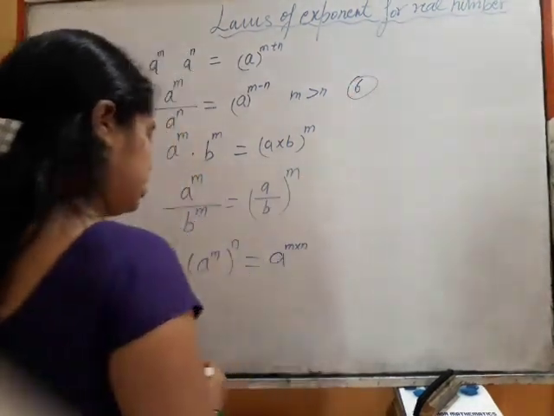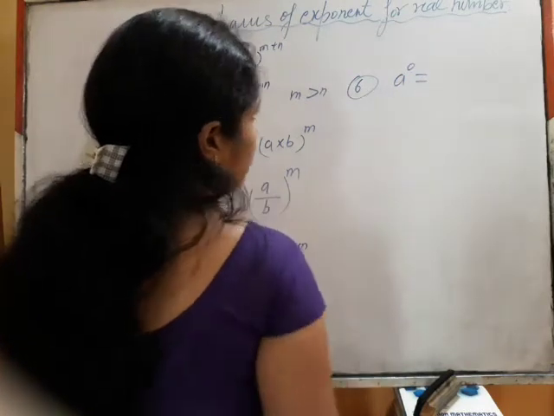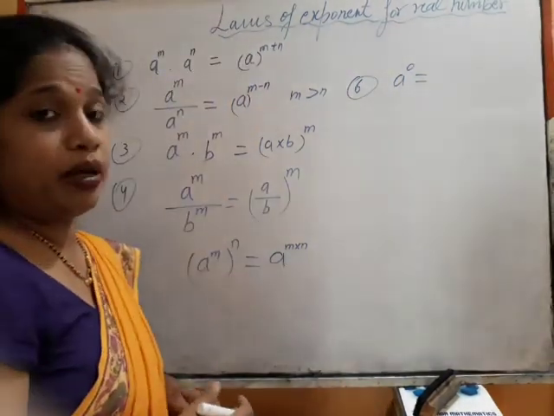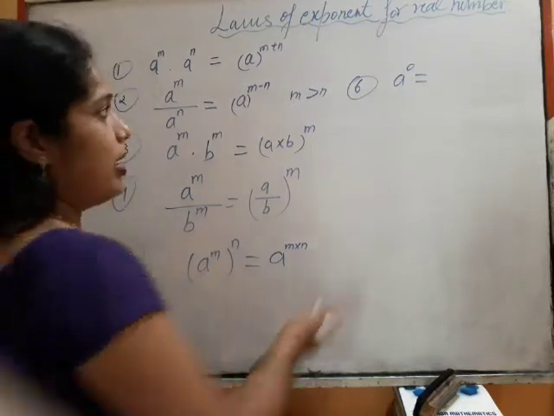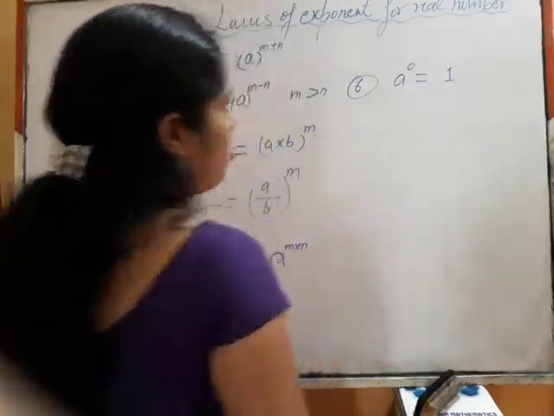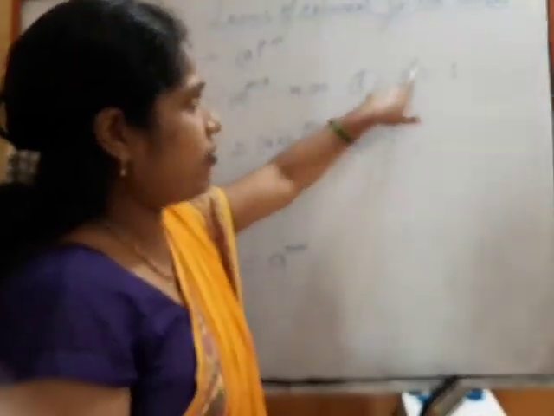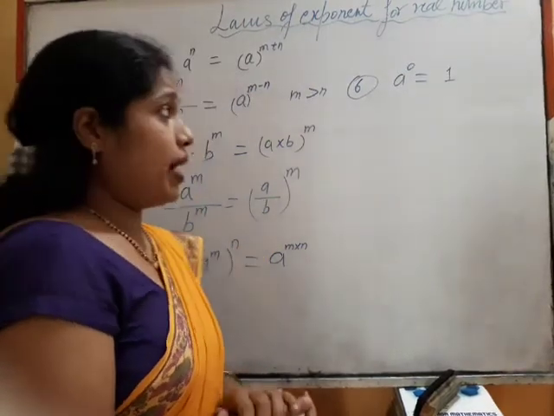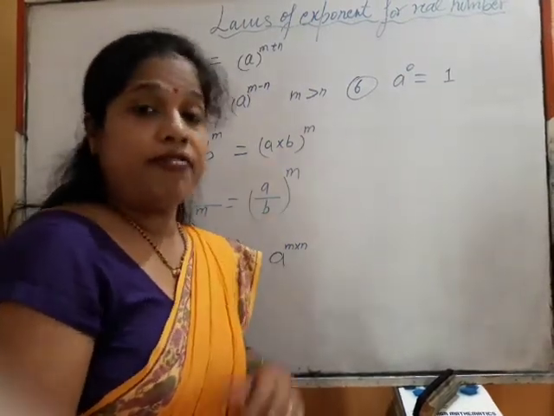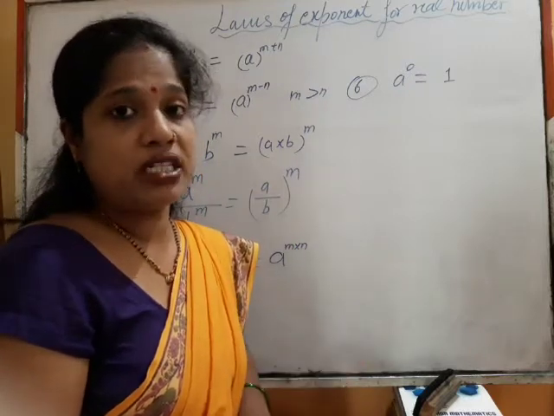Now the sixth one, a raised to the power 0. When the base is having exponent 0, then what will be its value? Its value will be simply 1. If the power of a is 1, then the value will be a only. But if the power of any number is 0, then what will be its value?